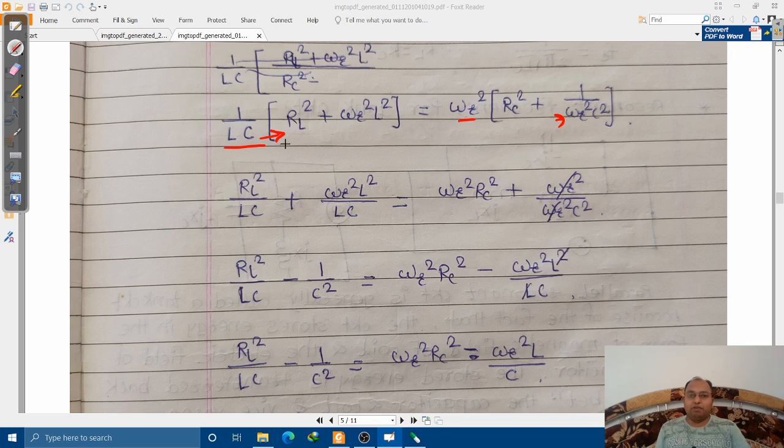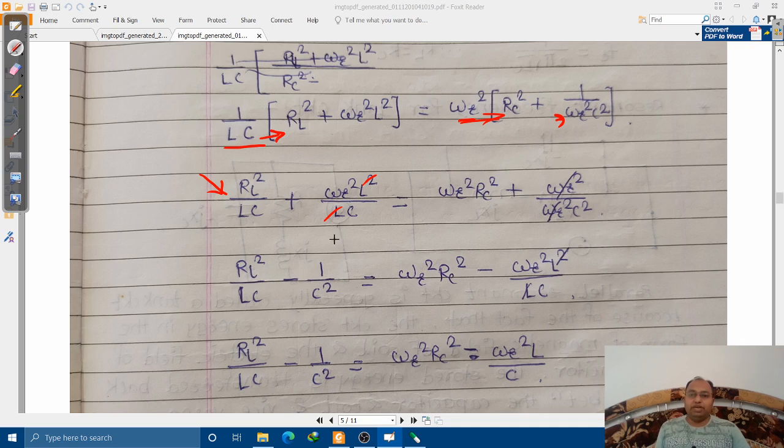After multiplying, we will get this step, which is RL square divided by LC plus omega square L square divided by LC. So this will get cancelled out, and L by C, omega r square L divided by C, will be the remaining term. Let it be, we'll see what we can cancel out. So omega r square, let us multiply by omega square inside this bracket. So RC square plus omega will get cancelled out. So 1 upon C square.